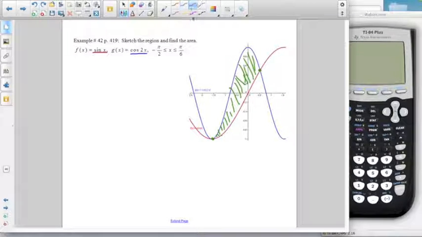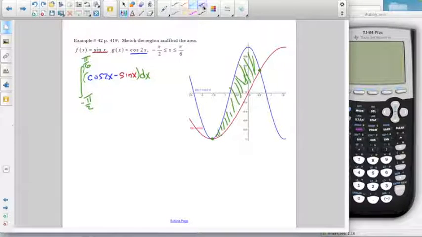So setting up the integral for this, we have the integral from minus pi over 2 to pi over 6. And we're going to have cosine of 2x minus sine of 2x, or sine of x, dx. And again, you should be able to integrate this by hand.